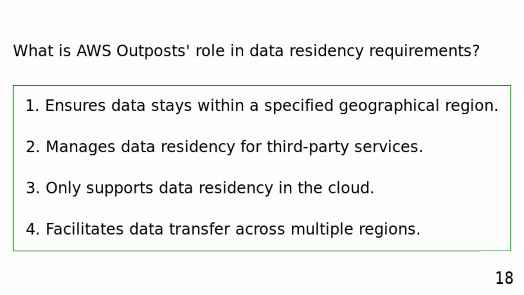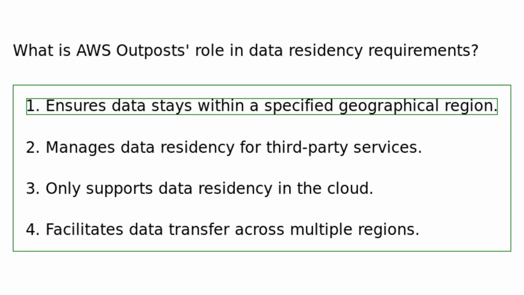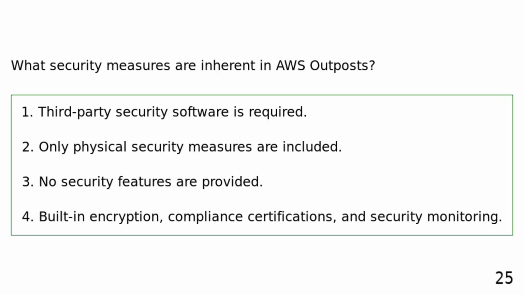Ensures data stays within a specified geographical region. Manages data residency for third-party services. Only supports data residency in the cloud. Facilitates data transfer across multiple regions. AWS Outposts ensures that data stays within a specified geographical region, complying with local data residency regulations and policies.